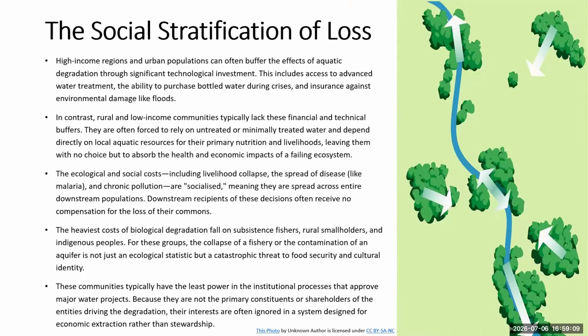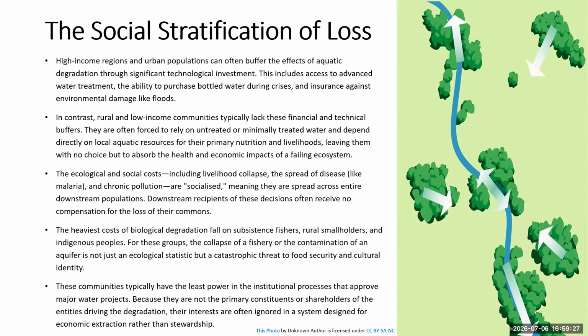So one important point is that environmental degradation does not affect everyone equally. Wealthier communities often have the resources to adapt by using advanced water treatment. They buy bottled water or recover from the environmental damage as well. That is easier for the wealthier communities.